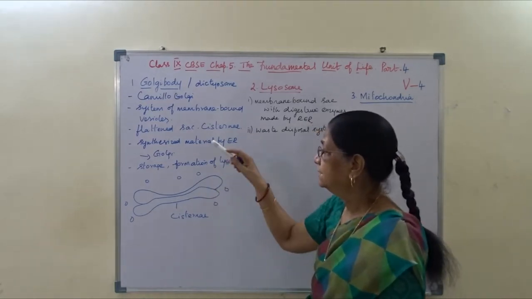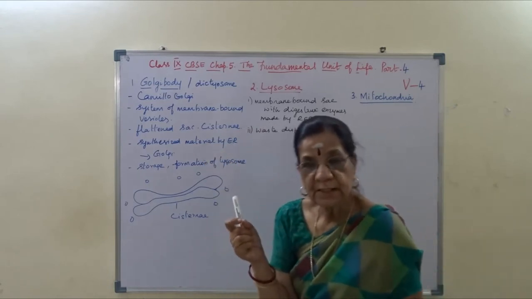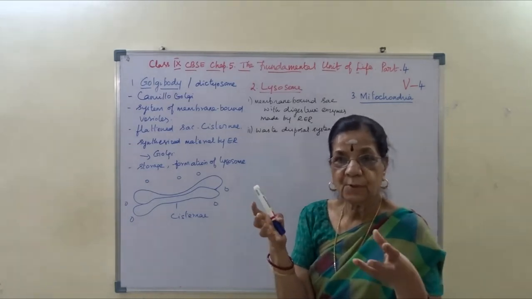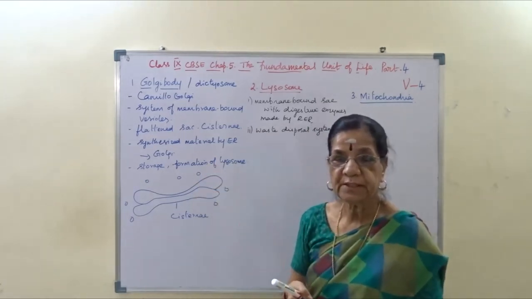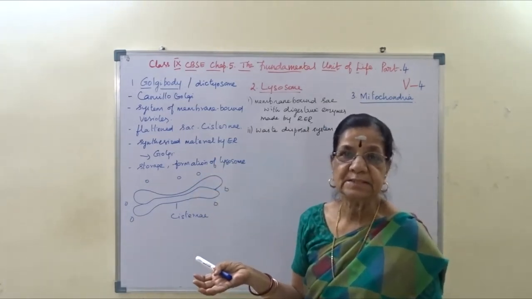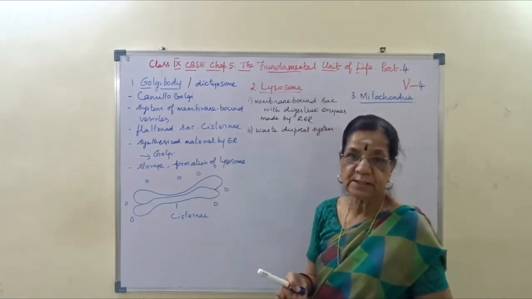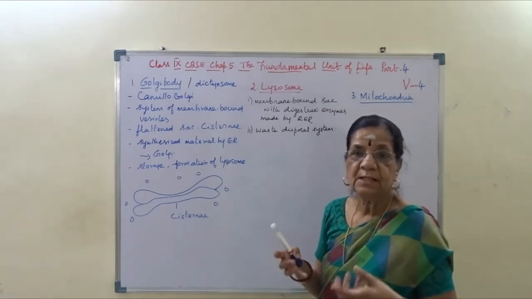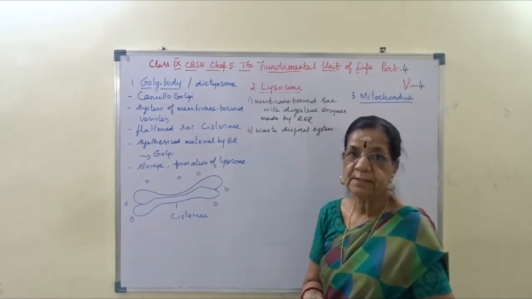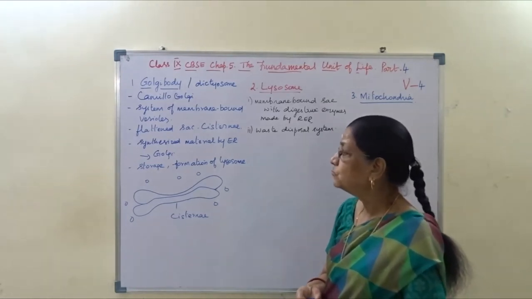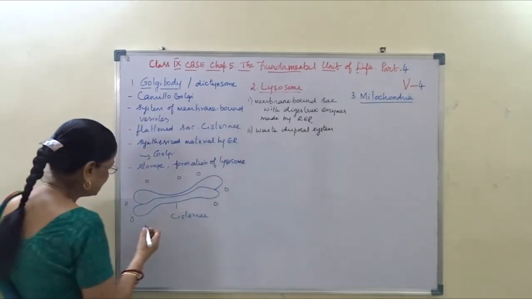Normally, the material synthesized by the endoplasmic reticulum forms a packed structure and is passed on through the Golgi body to other required places. That is why the material synthesized by the endoplasmic reticulum is packaged and sent through the Golgi body. Right? It is also meant for storage, formation of lysosomes and cell secretion.